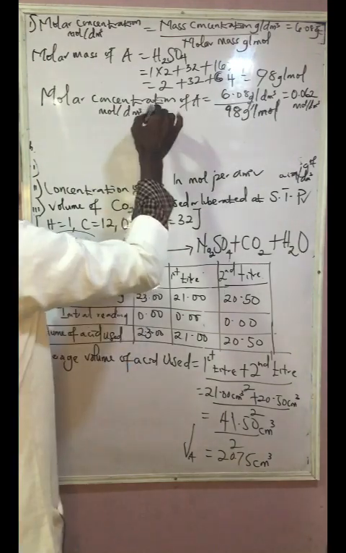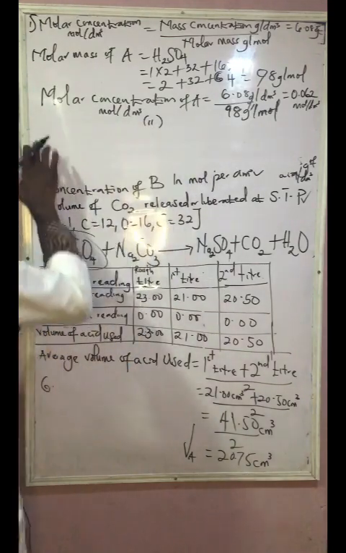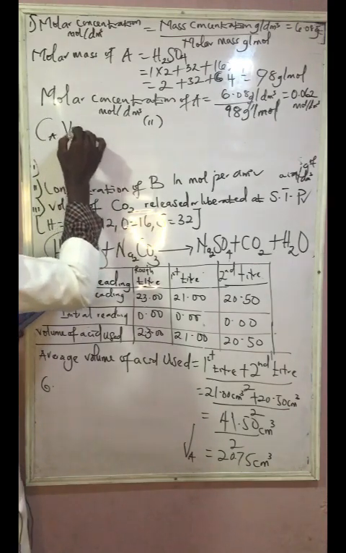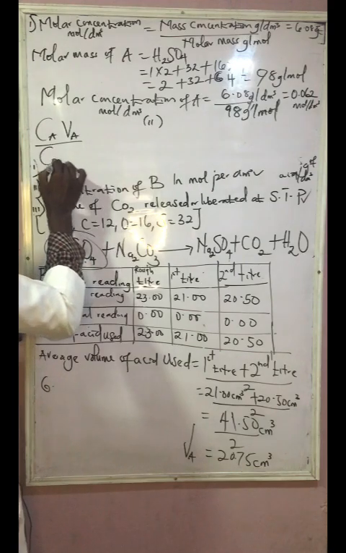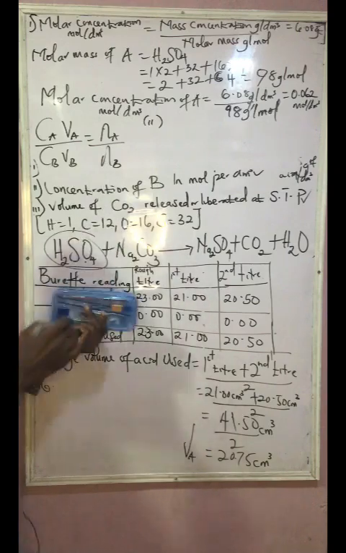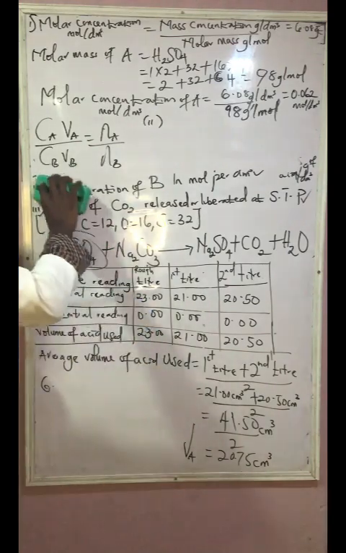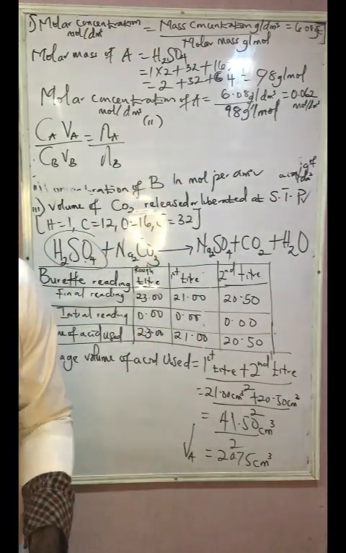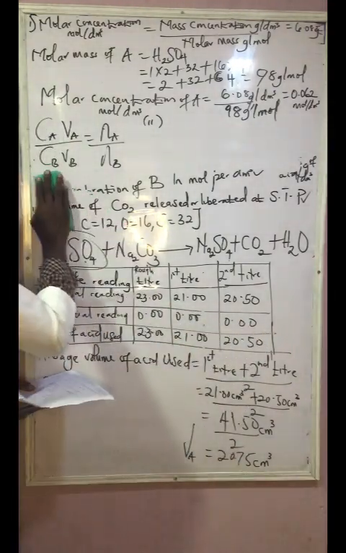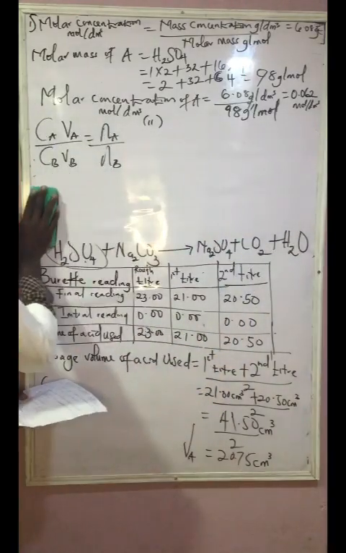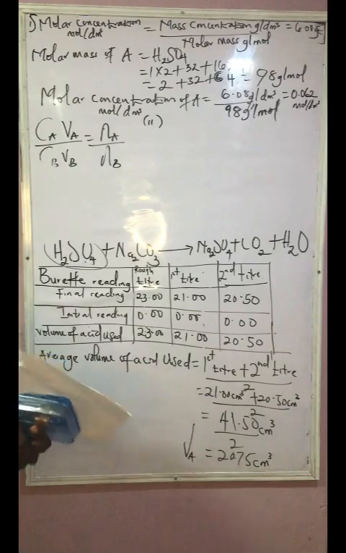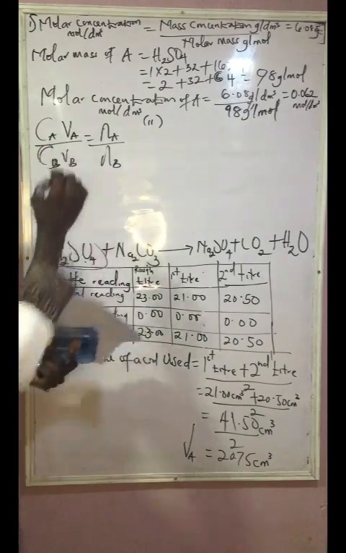For this, we are asked to look for this now. By doing that, you can say CA VA over CB VB equals NA over NB. I have to clean this so we can have enough space to solve. So by doing this, we have this now.